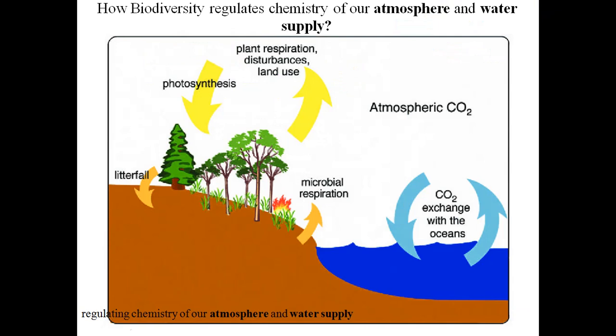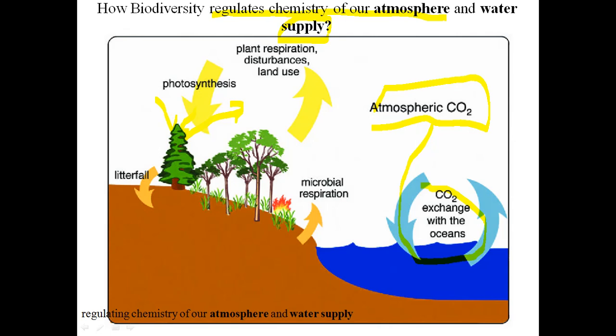So then how does biodiversity regulate the chemistry of our atmosphere and soil supply? Sorry, not water supply, it is soil supply. What happens is that the atmospheric carbon dioxide also exchanges with the oceanic water, and at the same time this carbon dioxide is absorbed through the leaves by the plant, and water is absorbed by the tree from the soil. So water and carbon dioxide inside the leaves prepare the food, and then oxygen is released into the environment, and water vapors are also transpired into the environment. Later on, this food will be used by the plants and by the other living organisms.